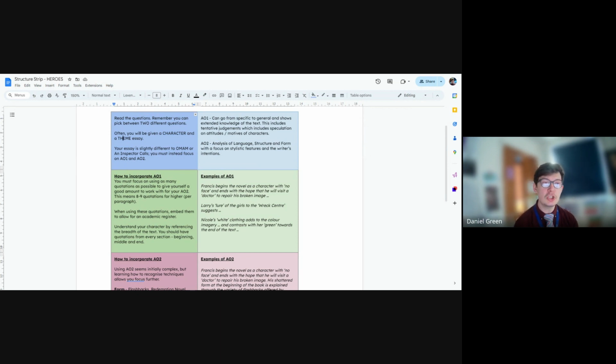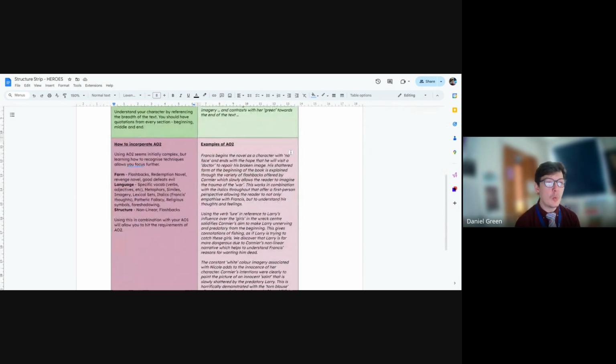Okay. AO2 is more an analysis of language, structure, and form with a focus on stylistic features and the writer's intention. Now, I added the writer's intentions bit because this can also come under AO1, but analysing and talking about what the writer's intentions were, so Cormier's intentions were, is an excellent way to squeeze in an extra bit of analysis because you're tentatively judging what that author might have intended, which is great.